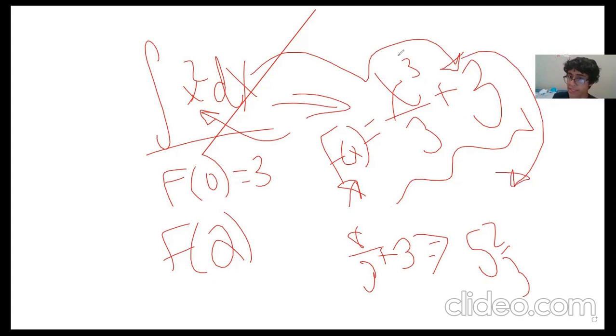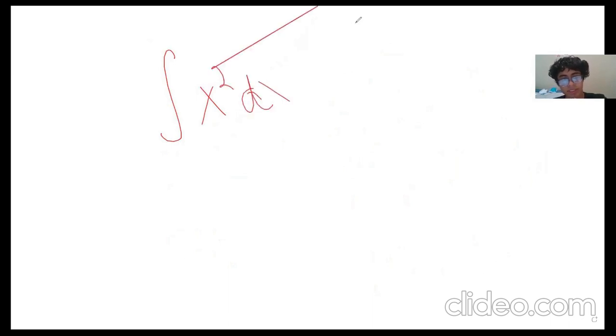And this is where definite integrals come into play. All right, so what if we then had this idea? And this is something you learn with FTC part 1.